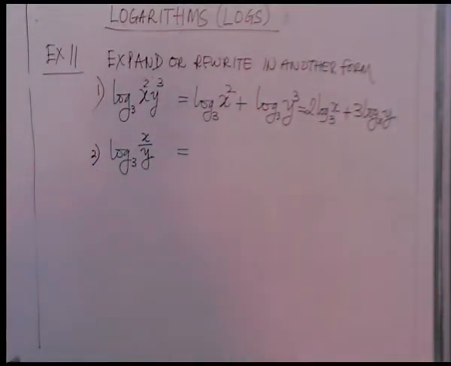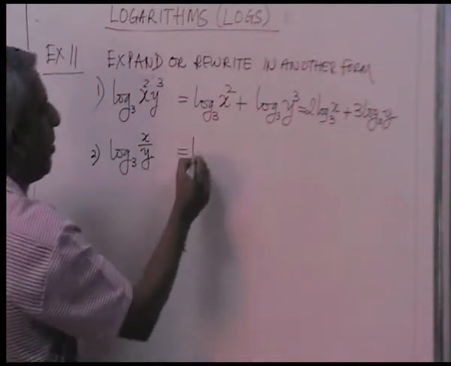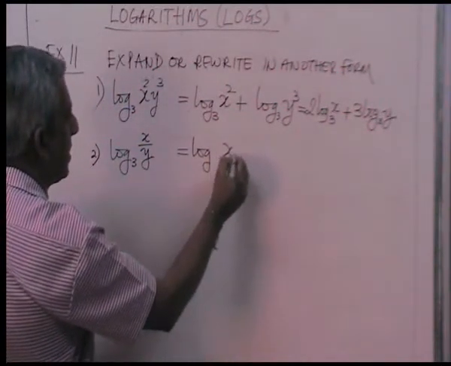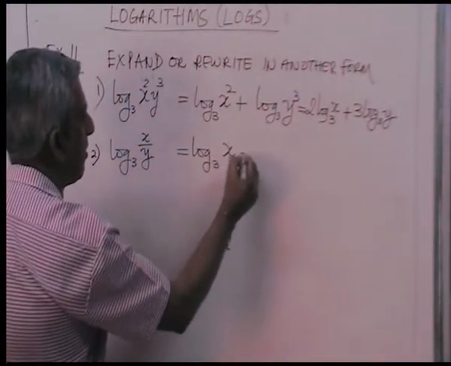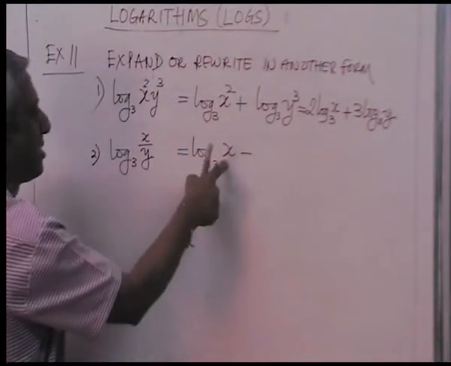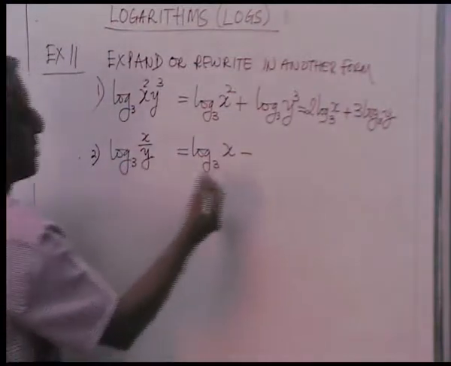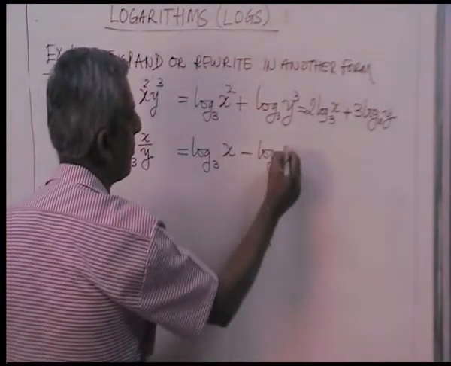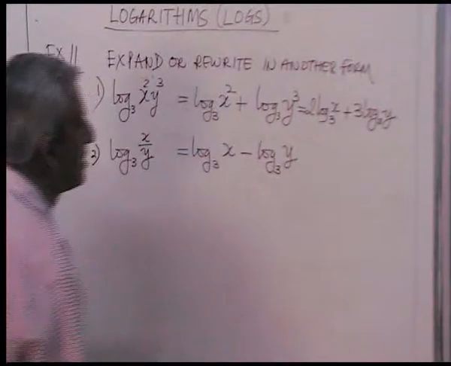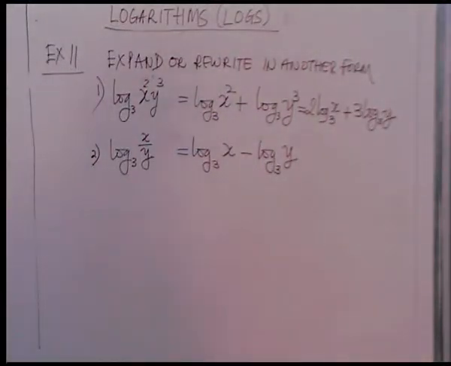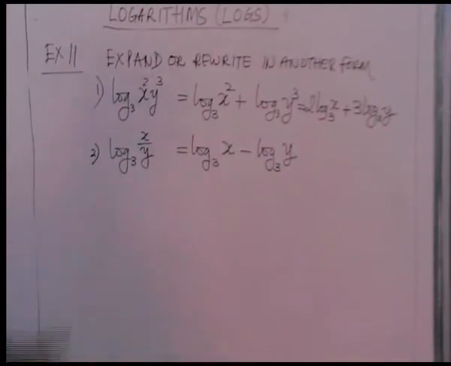Now we're going to apply the reverse of a minus b. So it will become log of x to the base 3 minus. Remember, the top one is written first. The second one is written second. So log of x minus log of y to the base 3. Alright, now let's see if we can fit in number 3 here. No, I like to do number 3 on its own.